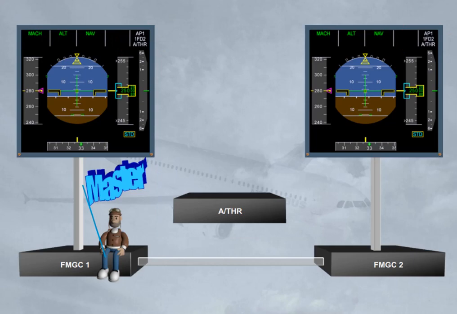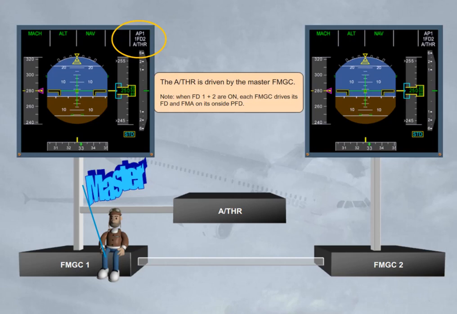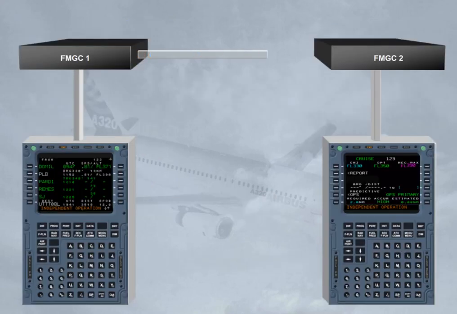The autothrust is driven by the master FMGC. Note, when flight director 1 plus 2 are on, each FMGC drives its flight director and FMA on its on-side PFD. If the crosstalk is lost between both FMGCs, each FMGC operates independently.